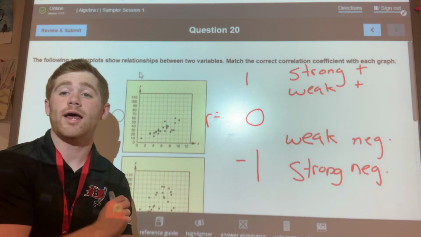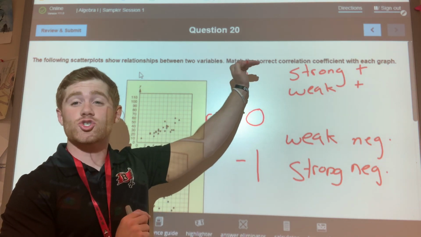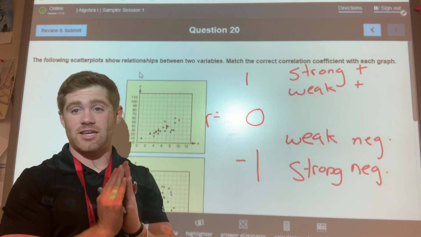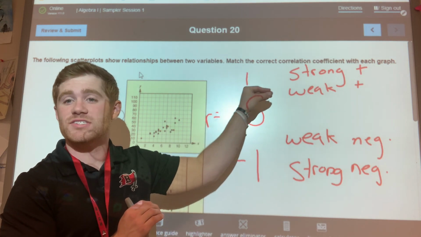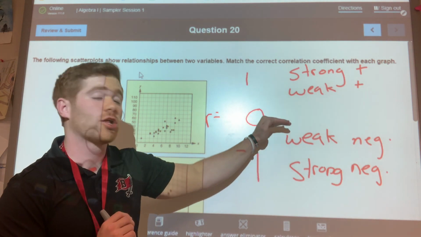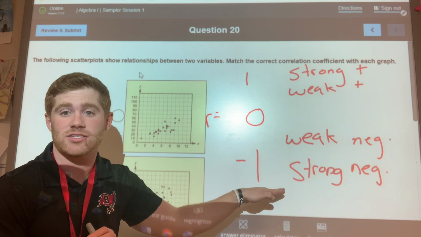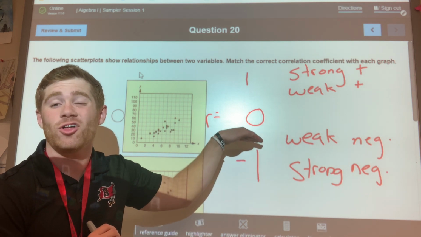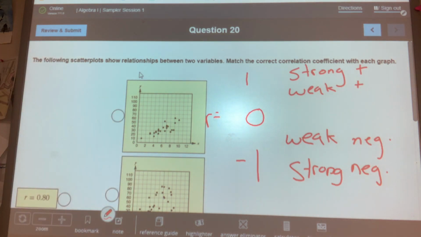So what I'm saying is the closer the number is to 1, the stronger the positive is. Okay? Anywhere in the middle, if it's above 0, it's a weaker positive. I'll explain what that means in a second. The closer to -1 it is, the stronger the negative is. And that area in the middle is what we call a weak negative. So let me show you these graphs here.